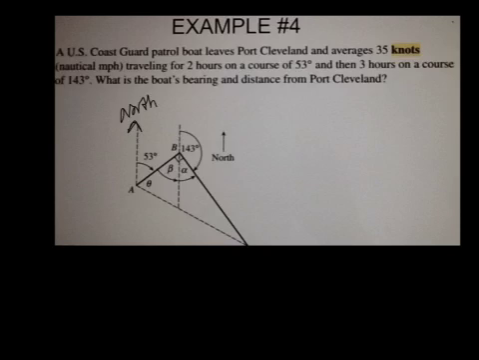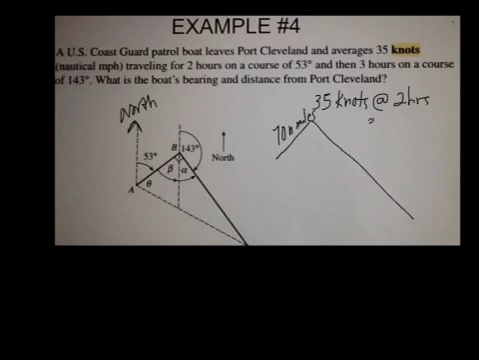The speeds here given, 35 knots, and you're traveling at that for 2 hours, can help you to determine some specific lengths. For instance, this is 70 nautical miles in the first jaunt of the trip. And then, without mentioning a change in speed, 35 knots at 3 hours will be a little bit longer, 105 nautical miles.